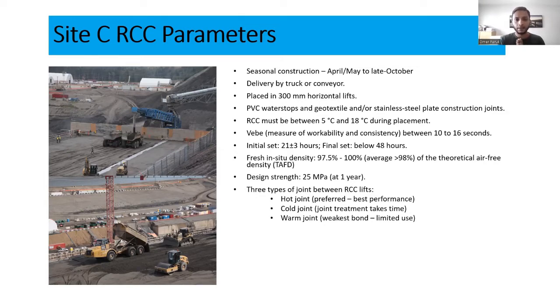And then another joint is called a warm joint. A warm joint is when the first layer exceeded 24 hours, but did not go beyond 48 hours. In that case, same thing. We don't have to prepare the surface. We don't have to roughen the surface, but we only have to apply some bedding mortar before placing the following layer. And this will give us a monolithic joint.